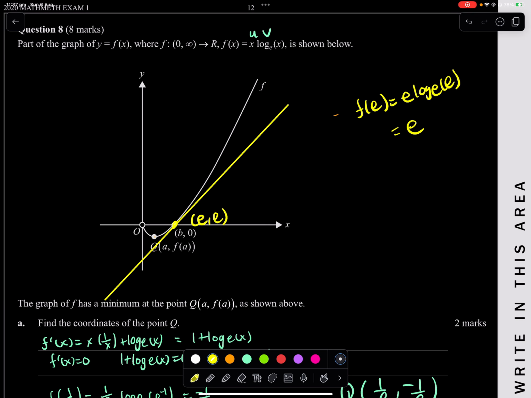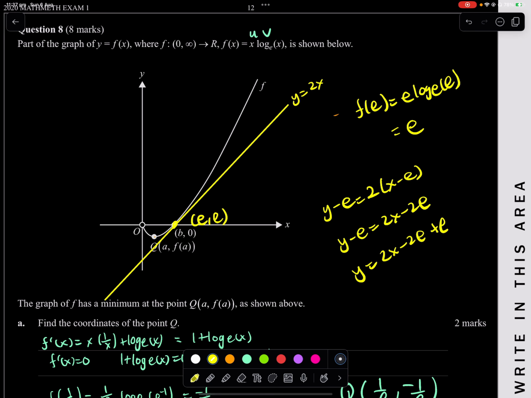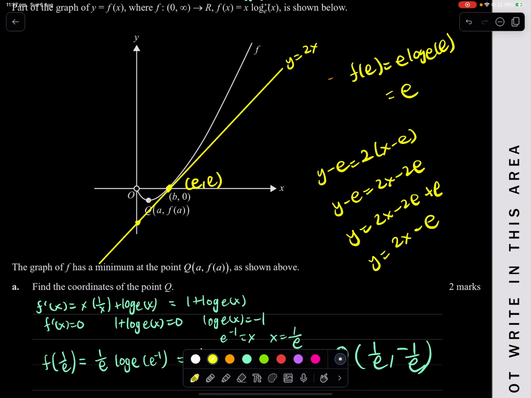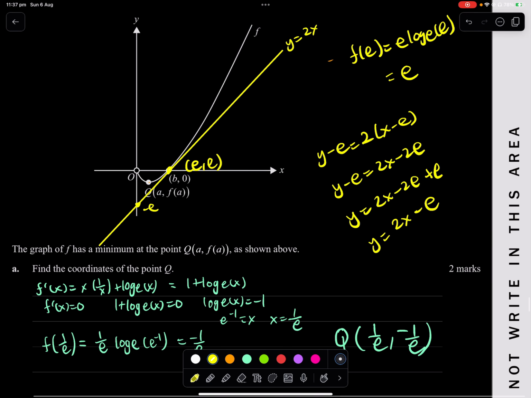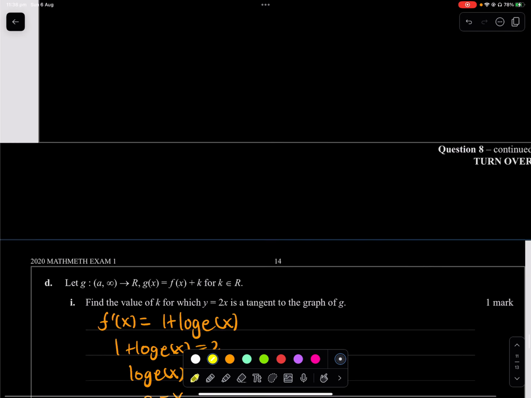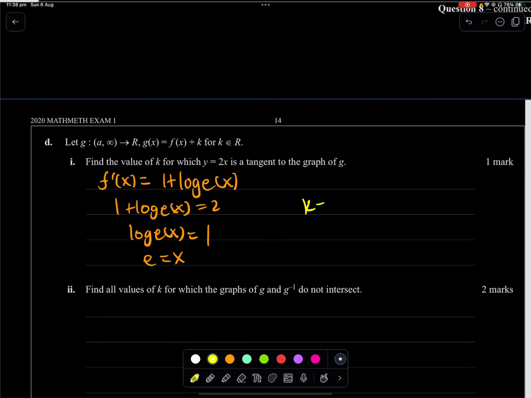So now, we know the gradient is y equals 2x, so we can say y minus e equals 2x minus e. So y minus e equals 2x minus 2e. Y equals 2x minus 2e plus e. Y equals 2x minus e. So this here is minus e. Is that right? Yeah. So if we translated it up, we would get minus e, just make it plus e. That should be your value. k equals e. I hope that's right.